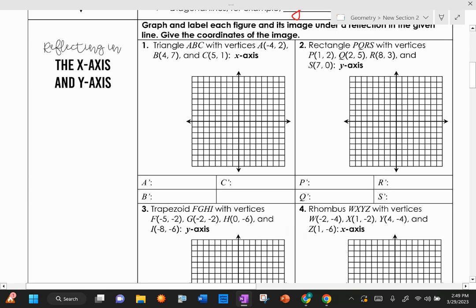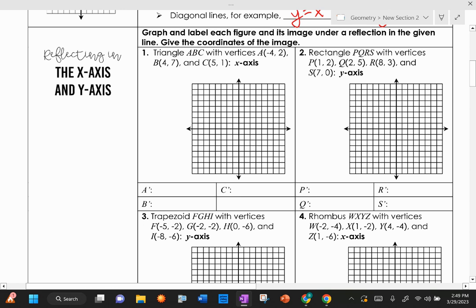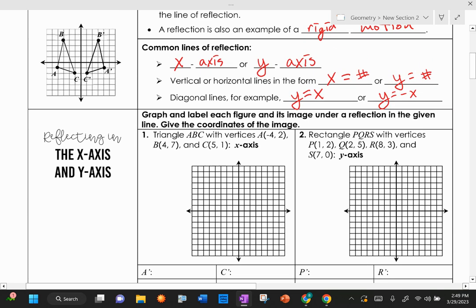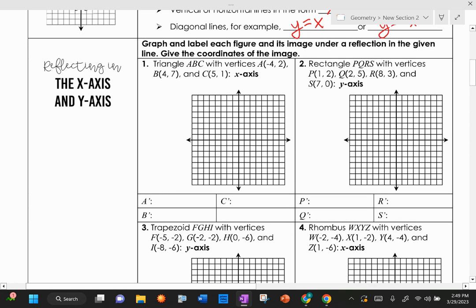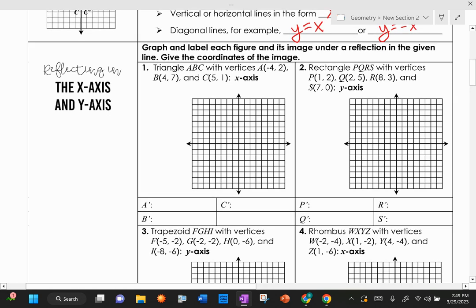Okay, so let's try this out. We're going to need to recognize the lines of reflection, I should say. Those will be listed in bold on these problems, okay? So first you're going to get your original shape down. On number 1, it's a triangle ABC. So go ahead and graph that.